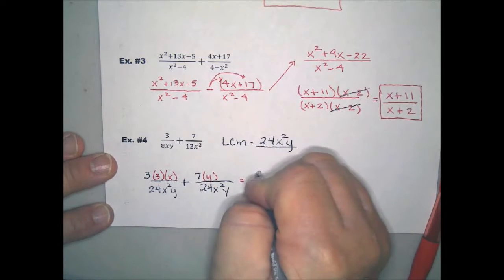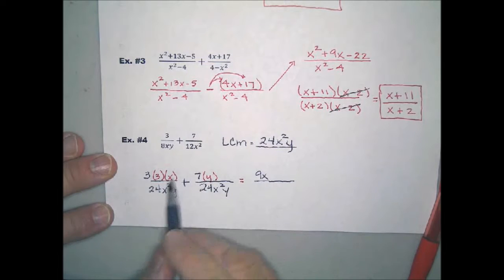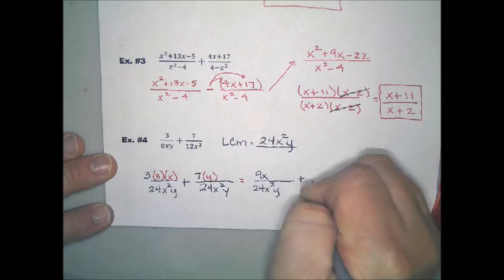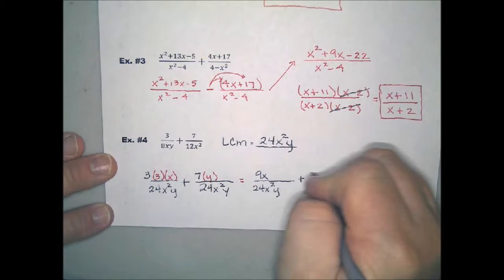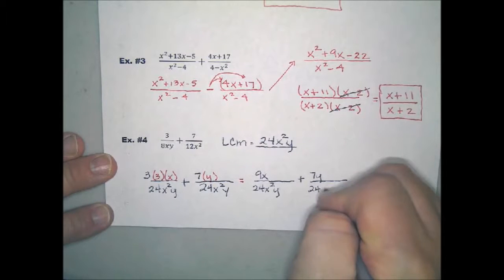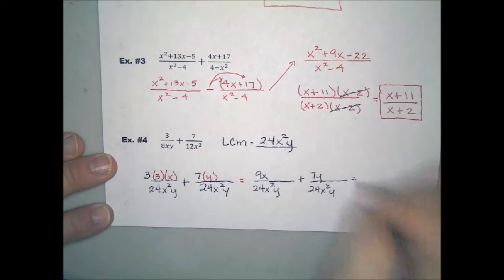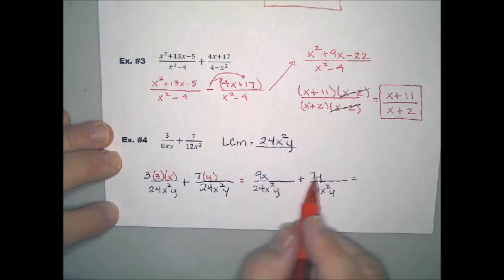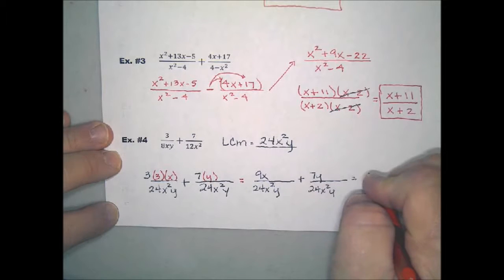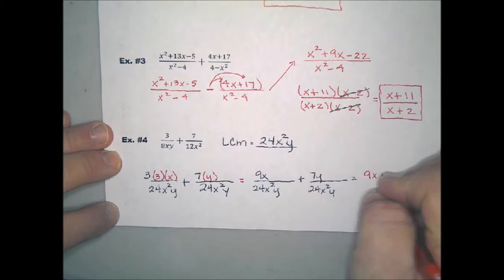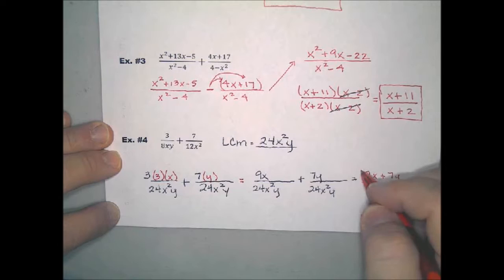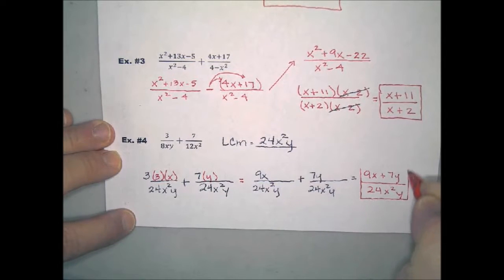Now let's see where that takes us. We've got 9x over 24x squared y plus 7y over 24x squared y, which means my final answer is simply going to be, I can't really add these because they're not like terms, so the best I can say is it's 9x plus 7y over 24x squared y.